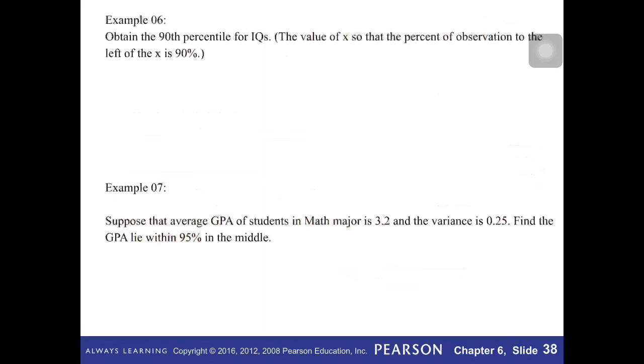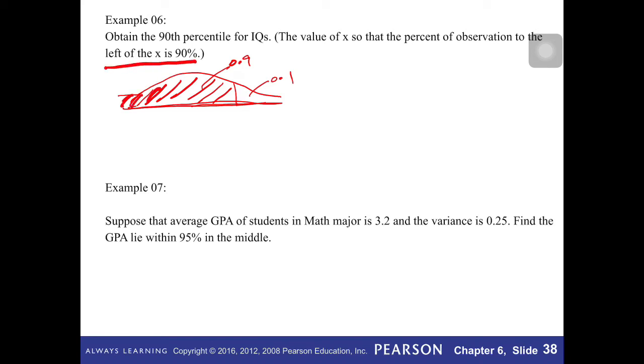Okay, we will see how to obtain the 90th percentile of IQs. 90th percentile means 90%, which means left of the x is 0.9. So this is 0.1, right? Left of the x is 0.9, 90% means 0.9. So you have to find the 90th percentile. You have to figure out this value.